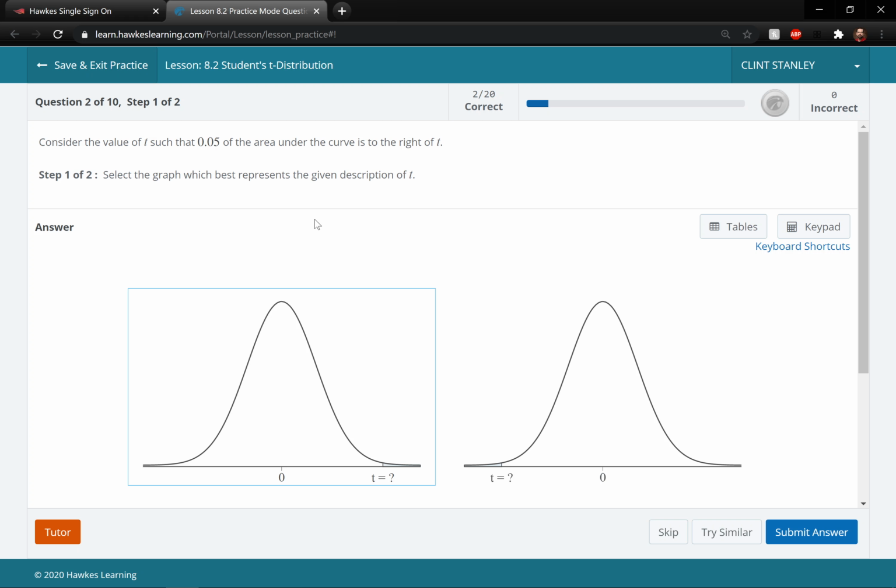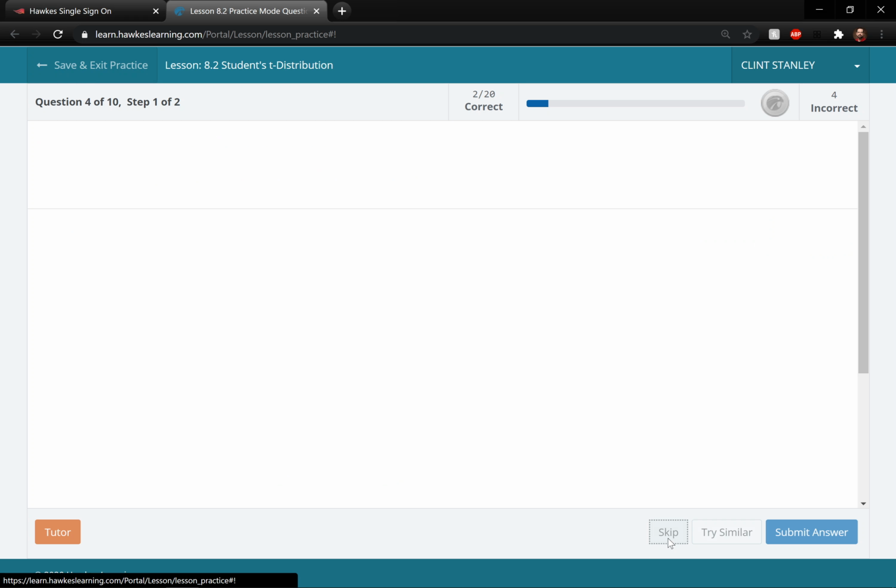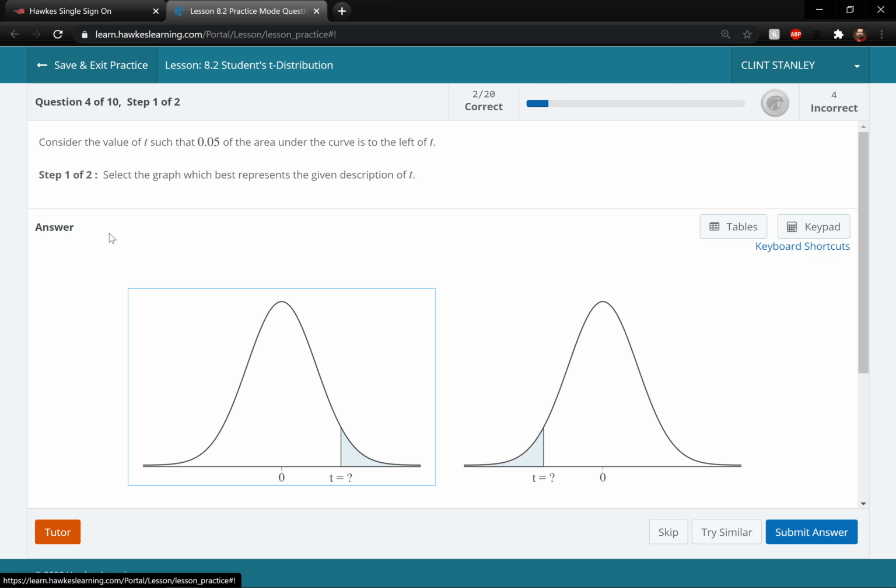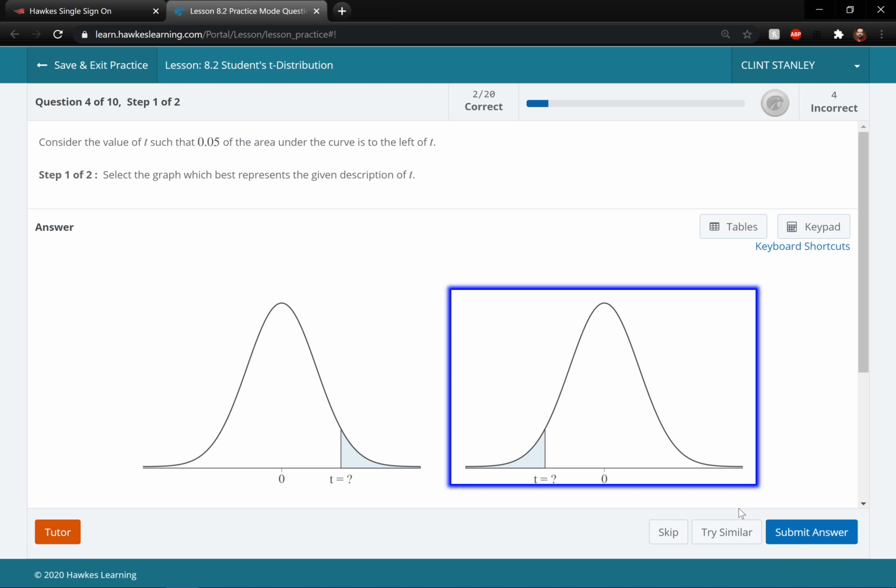Let's do one more here similar to that. So we've got, that's to the right again. Let's do one to the other side. Let's do one to the left. So we've got 0.05 of the area to the left of t. So we'll pick the one that's shaded to the left.